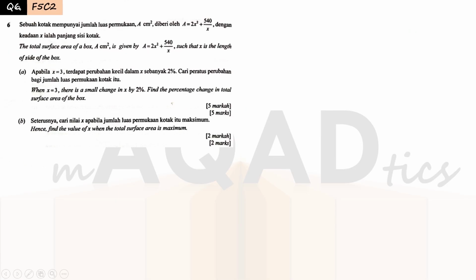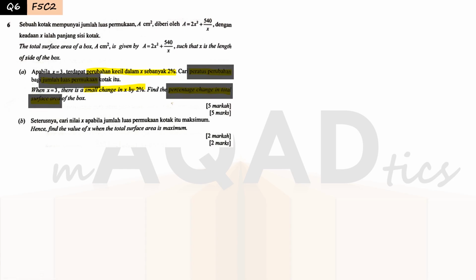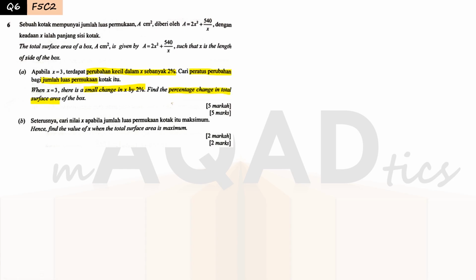Question 6 focuses on differentiation. Here we are given the equation of the total surface area of a box, which is this one, and the value of x represents the length of the side of the box. Alright, so in part A, it says that when x equals 3, there is a small change in x by 2%, and we need to find the percentage change for the total surface area. Right, so this actually relates to the last application of differentiation, which is small changes and approximation.